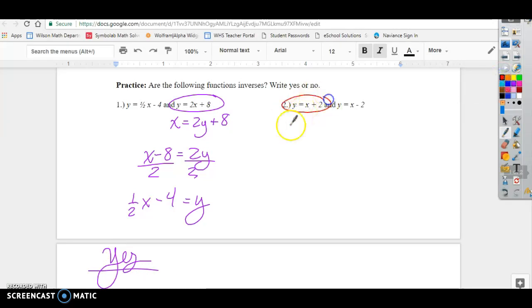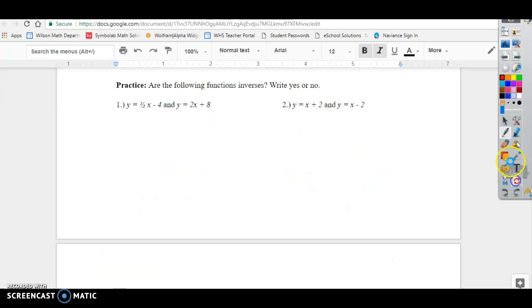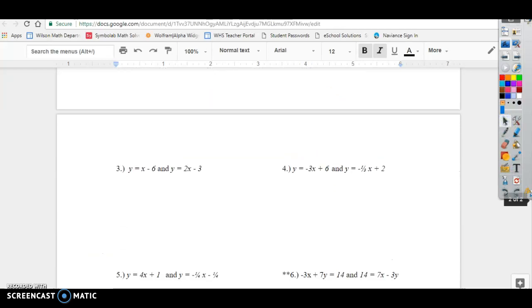Okay? Going to number 2. I'm going to do this one. I'm going to switch the x and the y. So I get x minus 2 equals y. And again, these are the same. So yes, they are inverses. Write yes or no. Yes, they are inverses. Going to the second page.